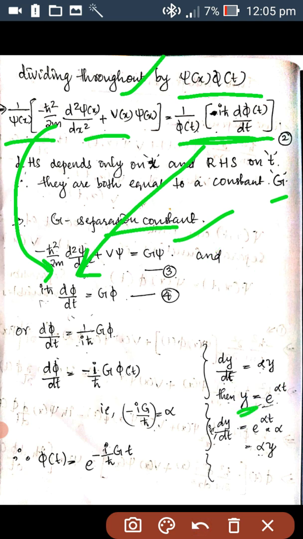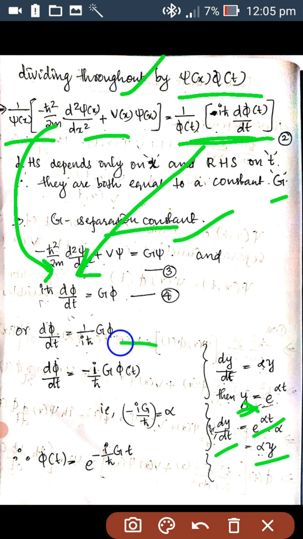For confirming, we can take the derivative of this function y, that is dy by dt is equal to e to the power alpha t into alpha. E to the power alpha t is nothing but y, so I'm writing like this, that is dy by dt is equal to alpha y.